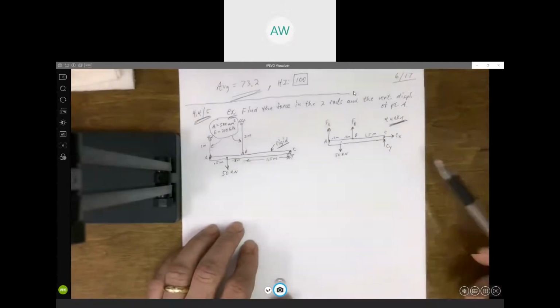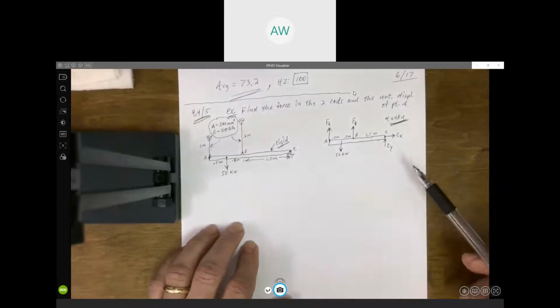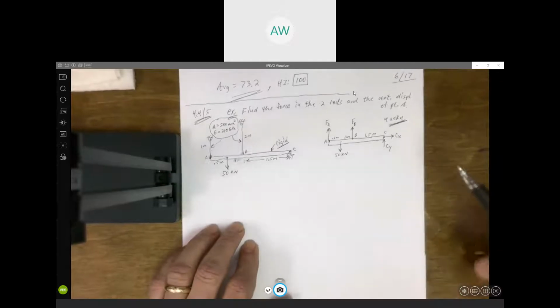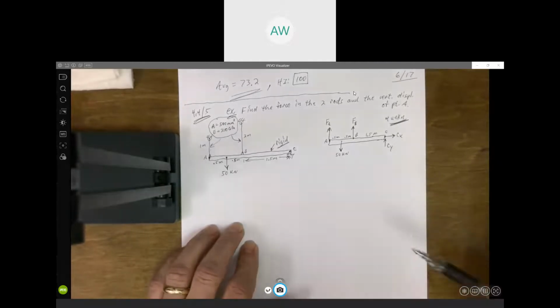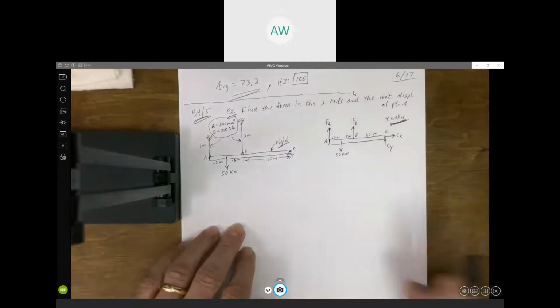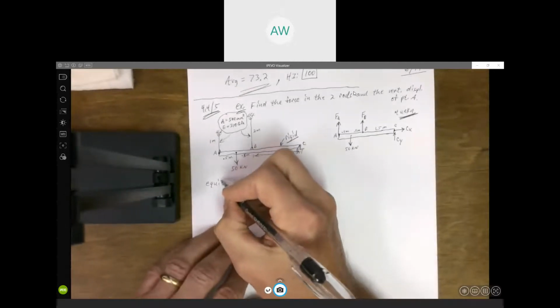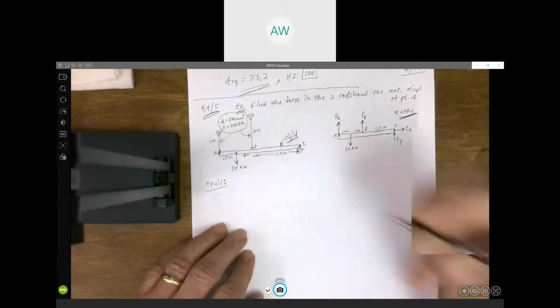We got 4 unknown forces. There's no way we're going to find 4 forces with 3 equations. It just can't be done. So this is a statically indeterminate problem, and we're going to use a combination of our equilibrium equations and what we know about deformation. Well, first up, let's look at what we know from equilibrium.